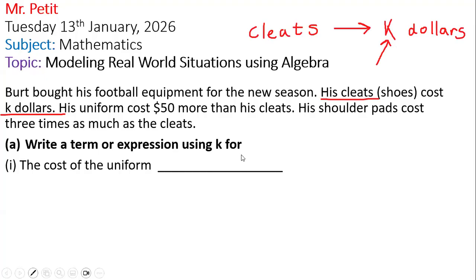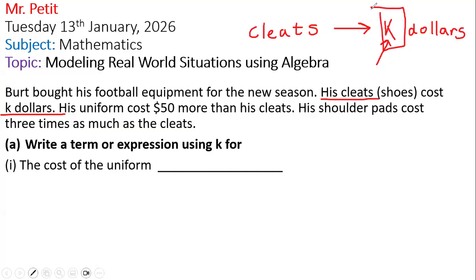So do we know precisely what the exact amount is? No, sir. No, we don't know the precise exact amount. But what we do know is that it's K dollars, so it's some amount, but we don't know how much it is. So because we don't know the exact amount, we say K.